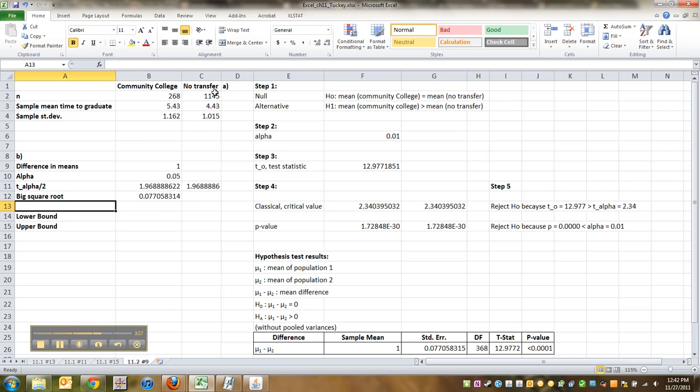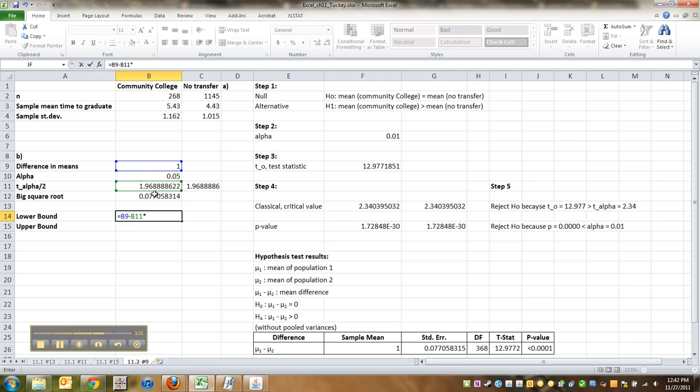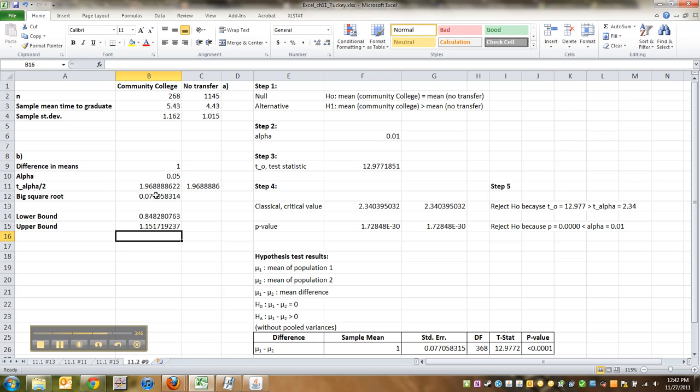Close your parentheses, enter. So the lower bound will be equal to that difference, which was 1, take away 1.968 times the big square root we found. And then this other one will be equal to 1 plus 1.968 times the big square root we found. And there we go. We've got our two numbers. Okay, so we found our confidence interval. In fact, I can highlight it.